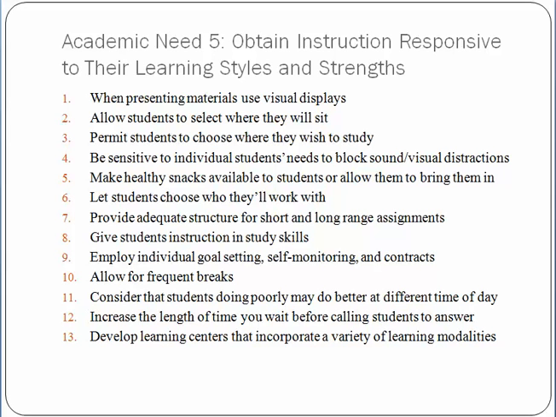The next one, academic need number 5, which is obtain instruction responsive to their learning styles and their learning strengths. Those of you that know me know that this is actually one of the areas that we really try to reach, especially with our special needs students. And getting to know your students again and their learning styles. On page 146, there are some methods that they begin talking about in order to develop that instruction that's responsive to their personal learning style. So you definitely want to read through page 146 and 147.